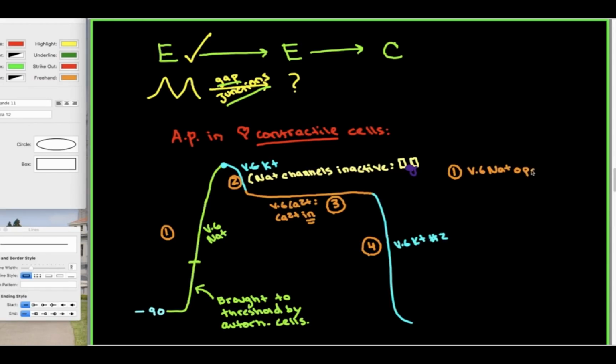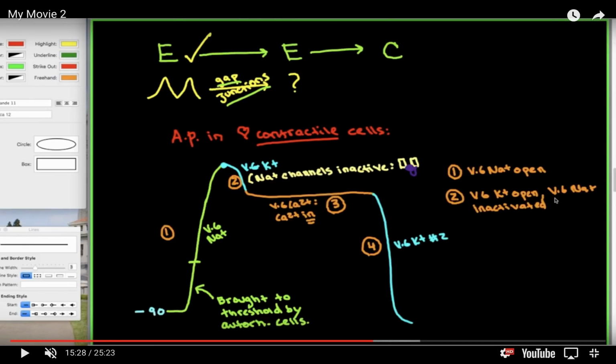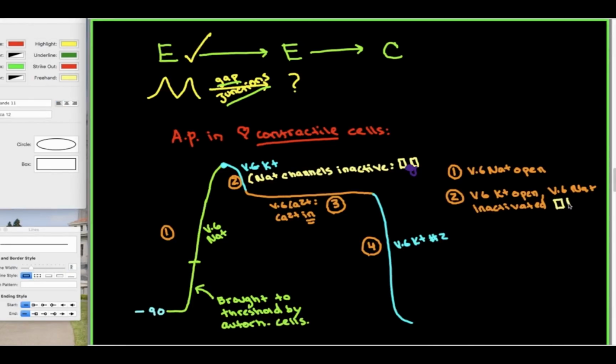During phase 1, voltage-gated sodium channels open, allowing sodium to come in. Phase 2, voltage-gated potassium channels open. Potassium goes out, making it more negative. And at this point, just like we saw back in neurons, the voltage-gated sodium channels are going to become inactivated. This little inactivation gate is going to close these channels up. And so the sodium channels should look like this during this phase, during the repolarization.